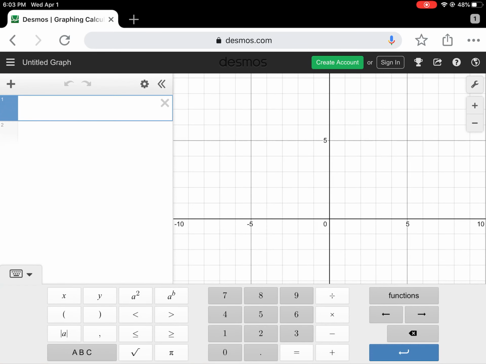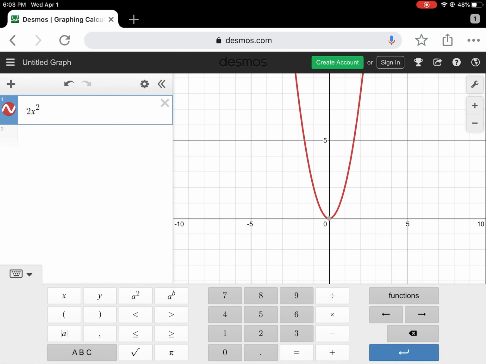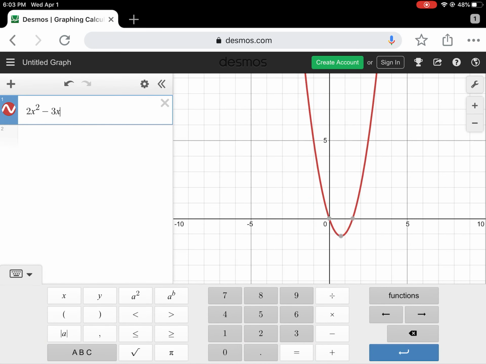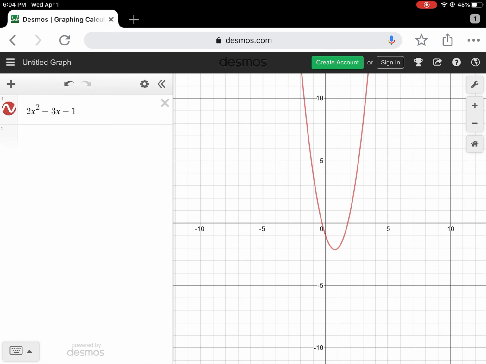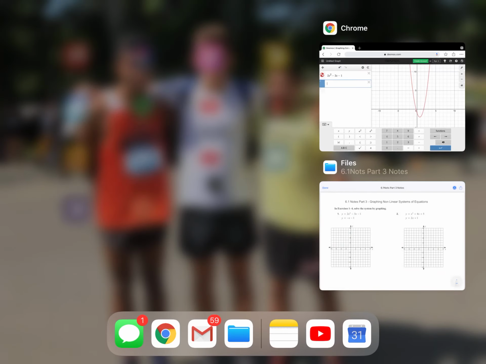Let's take a look at my first graph. I have 2x squared minus 3x minus 1. So to type in 2x squared, click on the 2, then go right to the x button, click 2x, then click the a squared. That will square your exponent. So 2x squared minus 3x minus 1. So there's my nice graph there.